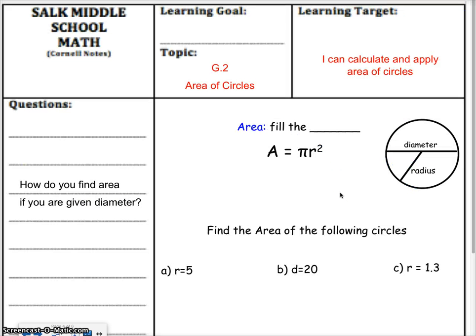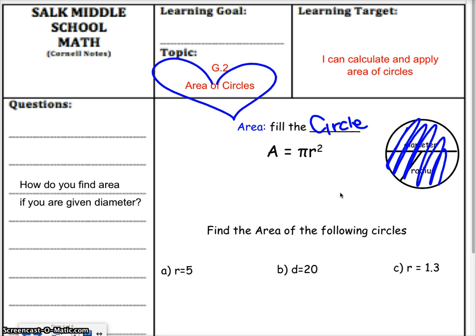So we've done 2 things. We found circumference, we just used the formula. We found a missing dimension using algebra. Now we're going to move to area of circles. Area is filling in the circle. It's coloring it in. That's what area is. And how you find area is pi r squared. So 3.14 times r times r. Find r, square it, times it by 3.14.